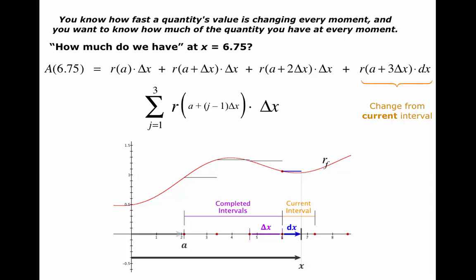So we pretty much have the formula to sum up the total amount of change for the completed intervals. We use summation notation to represent m times a change in x plus m times a change in x plus however many intervals we need. So now we want to talk about the change from the current interval. How many completed intervals to reach the current interval?